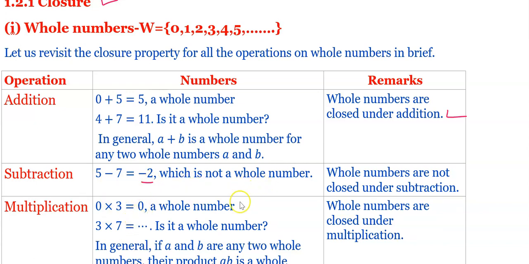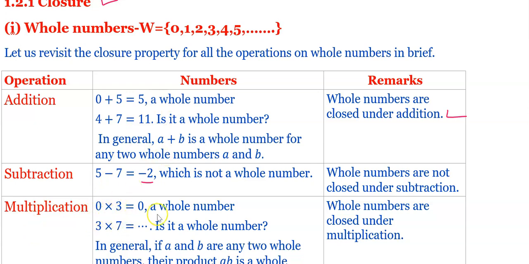But the minus 2 is not a whole number. Then what is my remark? Whole numbers are not closed under subtraction. Okay. If I take any two elements and see the operation multiplication.